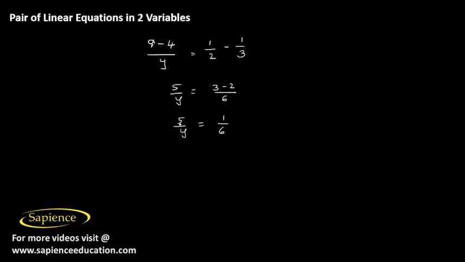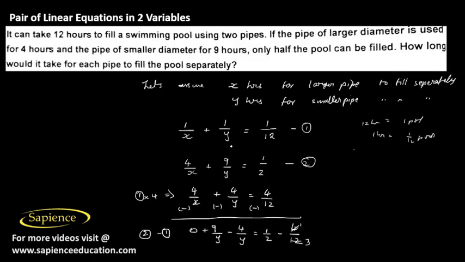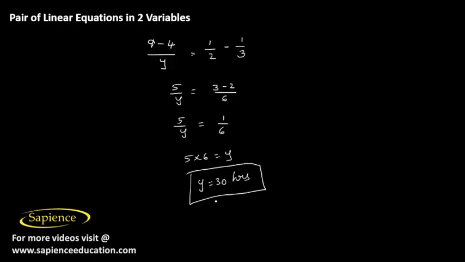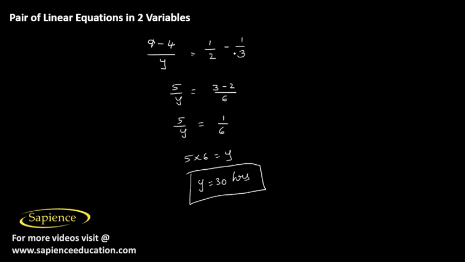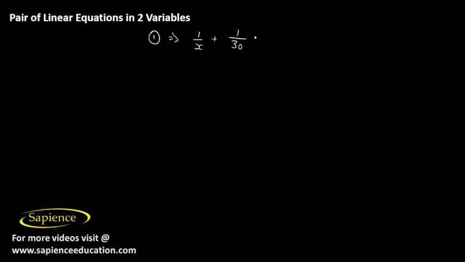Take y this side and 6 this side, so we will get 5 into 6 equal to y. So y is equal to 30 hours. If we use only the smaller pipe, it will take 30 hours for the entire swimming pool to get filled. Now to get the value of x, we can substitute the value of y in the first equation. The first equation will become 1/x plus 1/y, but the y value is 30. It is equal to 1/12.